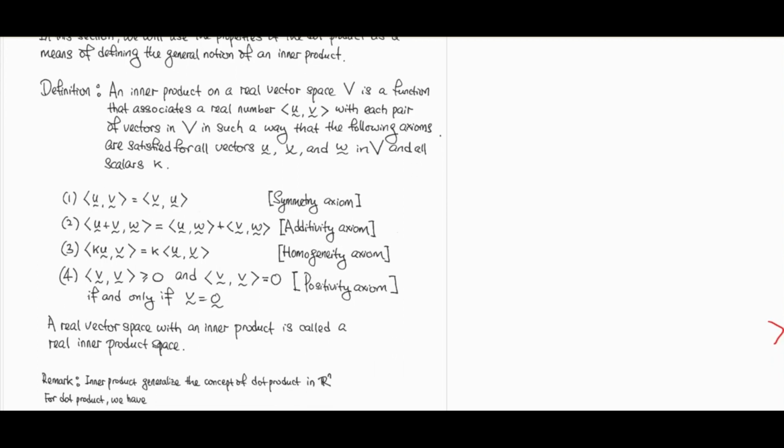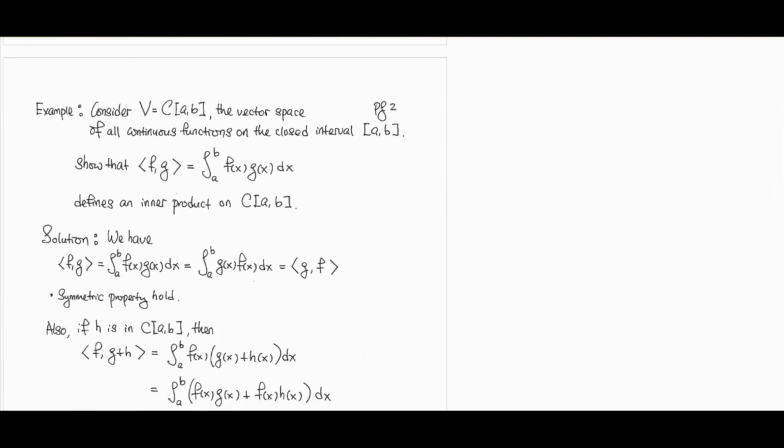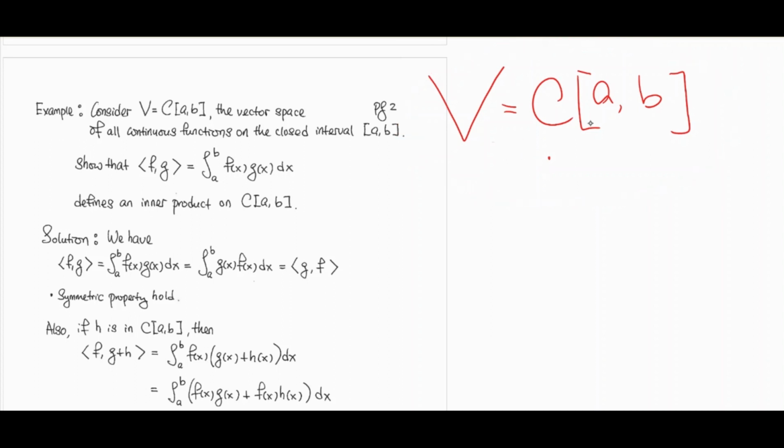Okay, now we're going to leave these abstractions behind and look at a specific example. Let's look at this vector space V, which consists of the set of functions that are continuous from A to B, together with the usual function addition and scalar multiplication. We already know that this is a vector space. It's not going to be a problem.